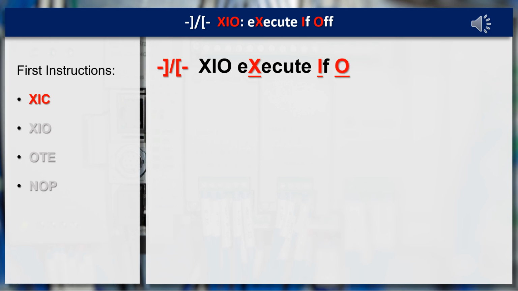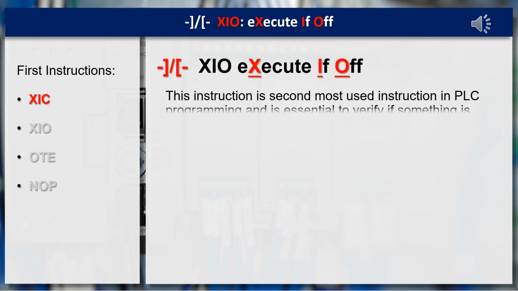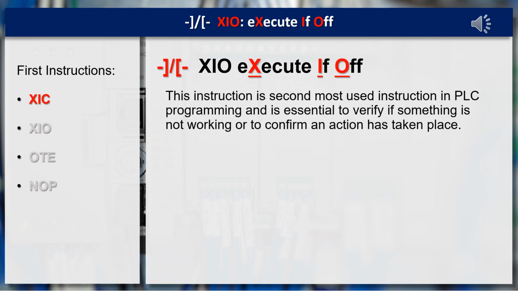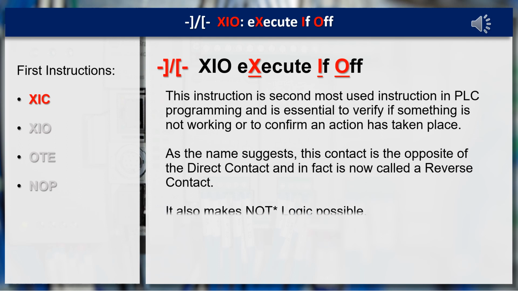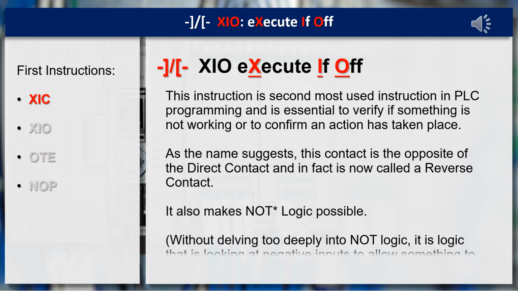XIO, execute if off. This instruction is the second most used instruction in PLC programming and is essential to verify if something is not working or to confirm an action has taken place. As the name suggests, this contact is the opposite of the direct contact, and in fact it is now called a reverse contact. It also makes NOT logic possible. Without delving too deep, NOT logic is looking at negative inputs to allow something to happen, and we will cover this in detail in a later video.